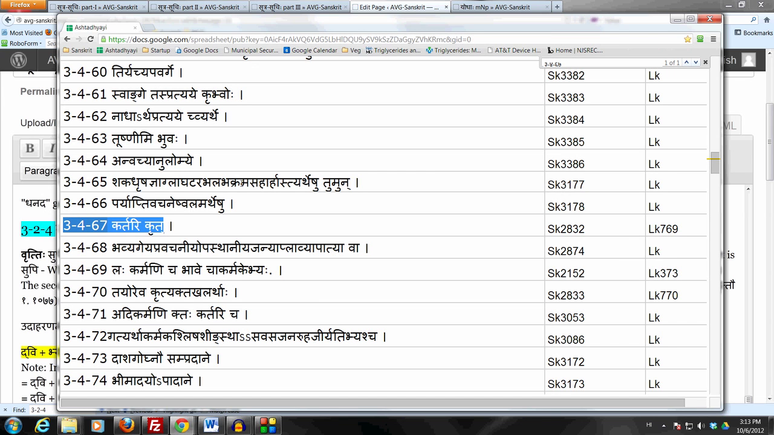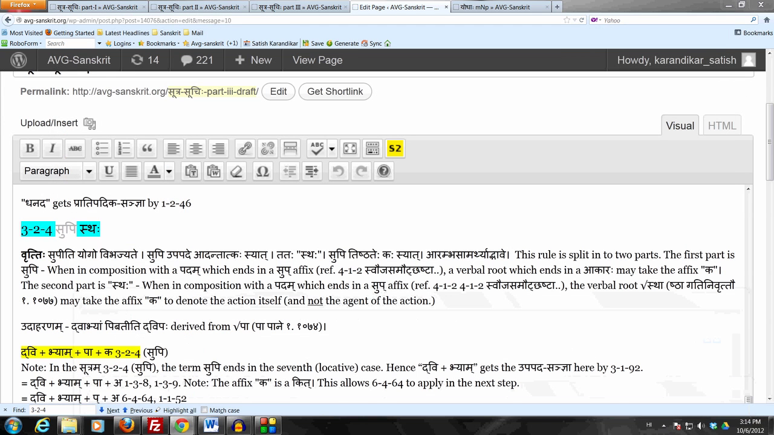So this is from 3467, which we've been reminding ourselves all the time, is that kartari krit. Kartari krit. That's always the starting point. Unless stated otherwise, every krit affix is used to denote the agent of the action, the one who's doing the action. So now, since we already have the sutram supi, what is the point of having the sutram stha again?